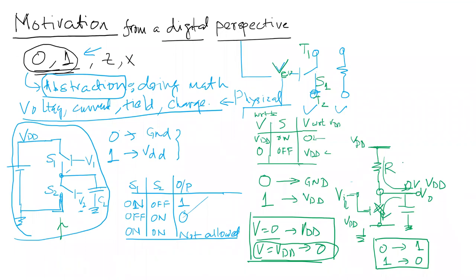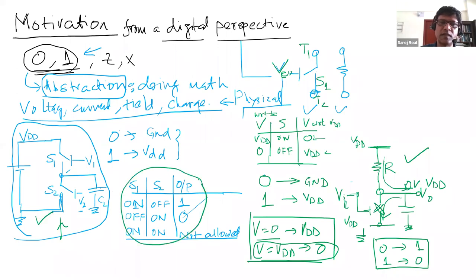Now, who can tell me what's the big difference between this circuit and this? If I can do it with just one switch and a resistor, why would I need two switches like here with this functionality? Sir, can you please explain this again? Okay. If you see the functionality of this network I did here, when S1 is on and S2 is off, the output is VDD, which I was representing as a one. When S1 is off and S2 is on, the output is zero, which was represented as a zero.